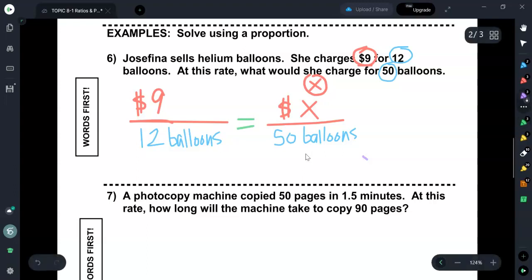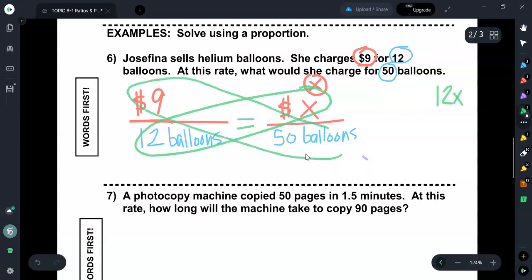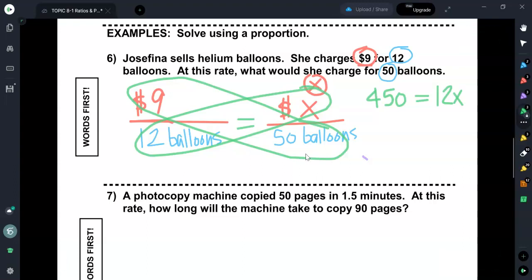Let's go ahead and cross multiply. So I have 12 times x, right? Remember I said don't worry about the units? I'm going to write this over here so we have some more room. So I have 12 times x. Here I've got 9 times 50, which is 450. And again, I know these are equal. Remember on the previous video we talked about when you have a proportion, the cross products are equal. When the two ratios or fractions are equal, their cross products are equal. So I know 450 has to equal 12.